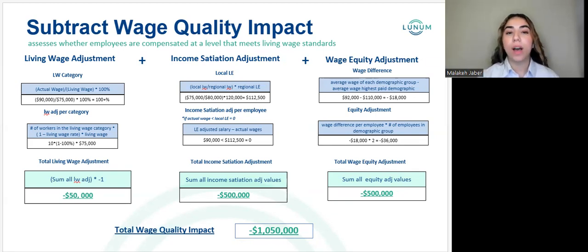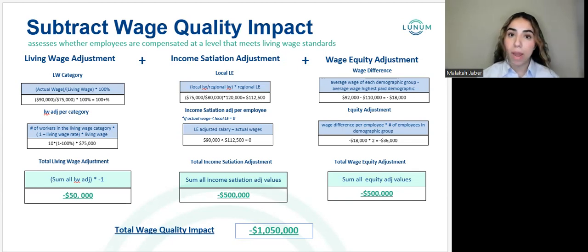Which brings us to the next step of the income satiation adjustment. We test. So we take each employee's salary and we compare it to that $112,500, and we determine if that employee is earning below or above. For employee X, although she's earning above a living wage, that's $75,000, we can see here that she's still earning below that local satiation point salary of $112,500. Because of this, her adjustment here would zero out. However, we can complete this step for every employee in the firm. And once again, although for employee X it zeroed out, that might not necessarily be true.